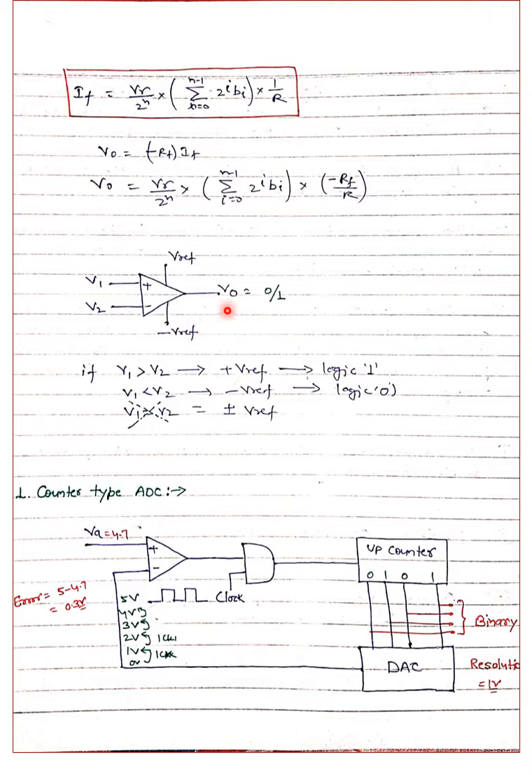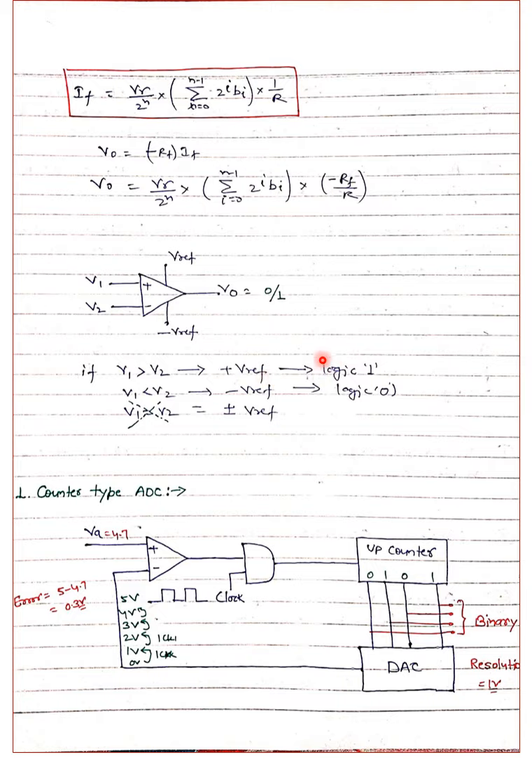So it depends on the differential input to the operational amplifier, and according to that we get the output of this op-amp. Suppose V1 is greater than V2, meaning the non-inverting terminal voltage is greater than the inverting terminal voltage, then the differential input is positive and the output is plus V reference, also known as logic 1.